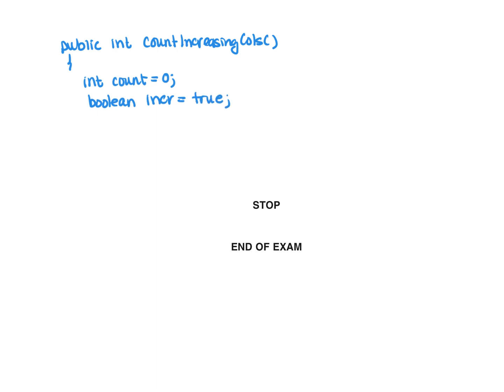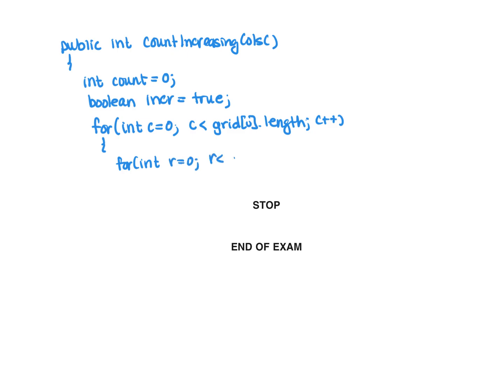We're going to do a column traversal, column major. So we're going to start with the columns first. So int column is equal to 0. Column is less than grid.0.length. Column plus plus. And then after this, we'll traverse our rows. So for int r is equal to 0, r is less than grid.length, r plus plus.